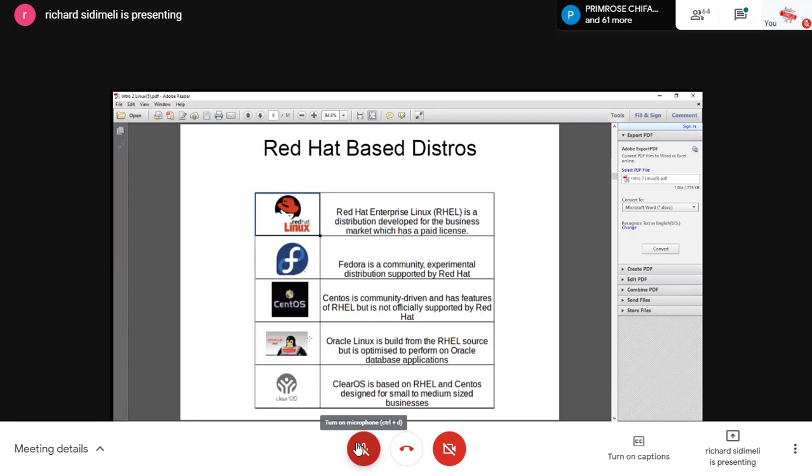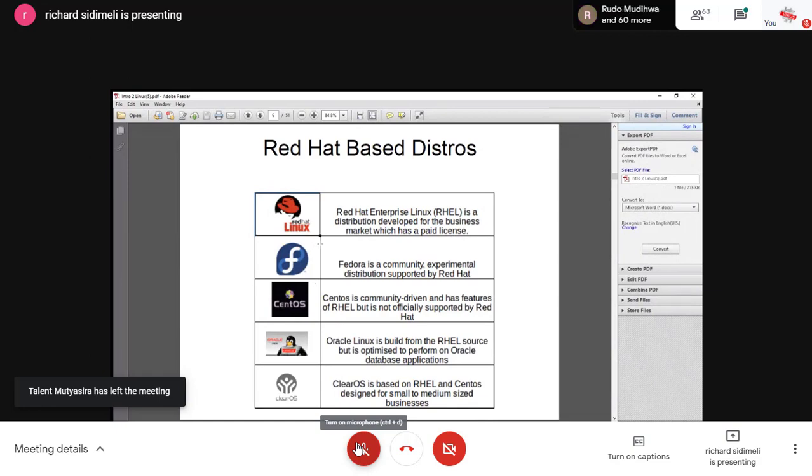Red Hat is the distribution that is popular. For a long time it was the most stable, but over the years others joined in. Red Hat is responsible for Fedora as well. It's also responsible for CentOS. Red Hat products are these ones here.